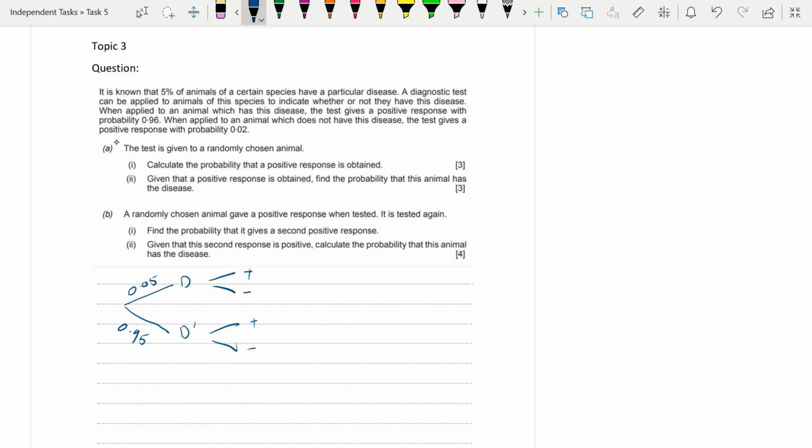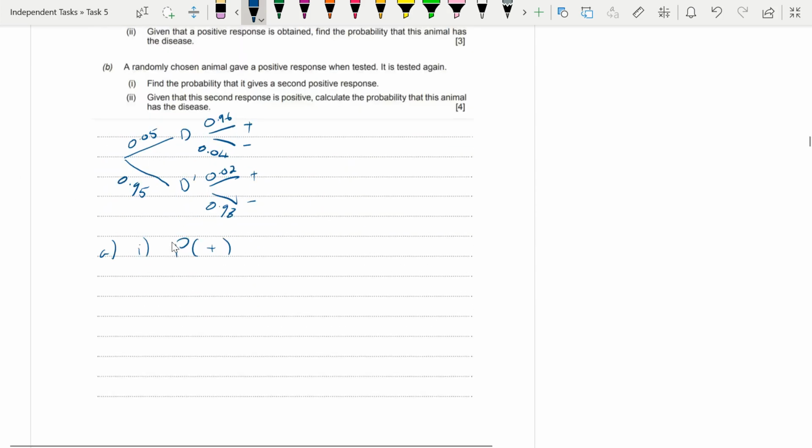Okay, if I apply it to someone who has the disease, it gives a positive with probability 0.96, so that means 0.04 of a negative. And similarly with the other one, if I give it to someone who doesn't have the disease, it gives me 0.02 of a positive, so 0.98 of not having a positive. Okay, so part A, I want to calculate the probability of a positive.